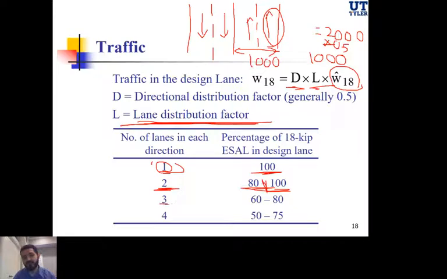If I have three lanes per direction, the lane distribution factor will be somewhere between 60 and 80%. And if I have up to four lanes per direction, I still consider the right lane will handle somewhere between 50 to 75% of this amount of traffic.